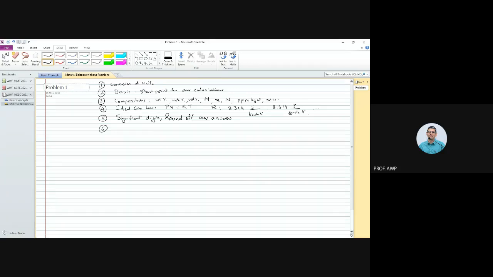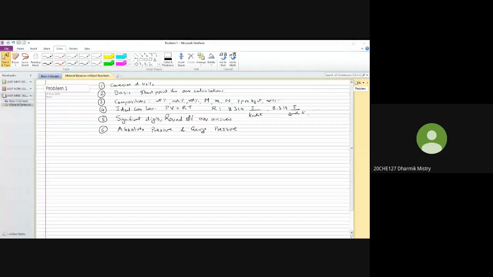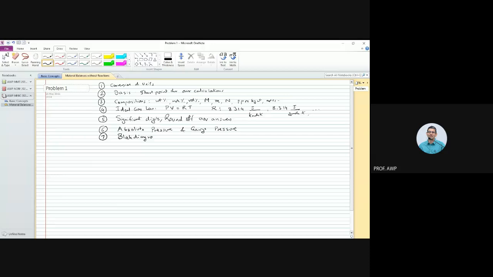Okay, anything else we learned? Sir, absolute and gauge pressure. Right, excellent. Absolute pressure and gauge pressure. Very nice. What else? Sir, process block diagrams. Process block diagrams, right? Yes. Block diagram. It's understood that it's a process block diagram.